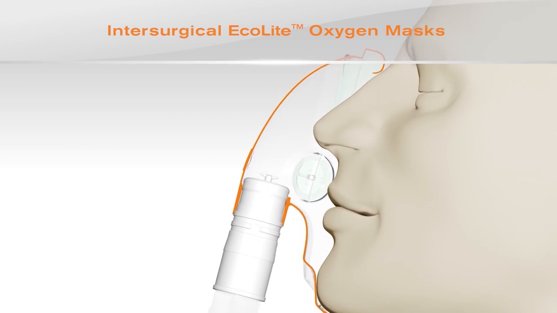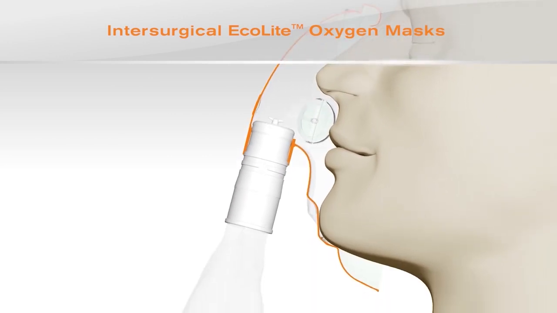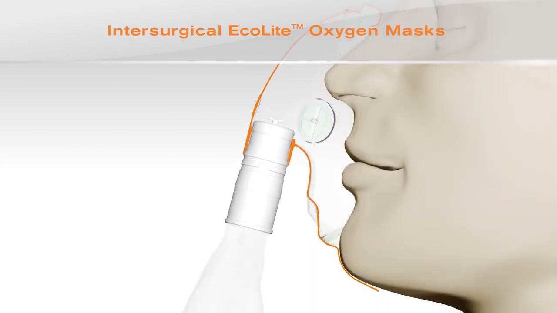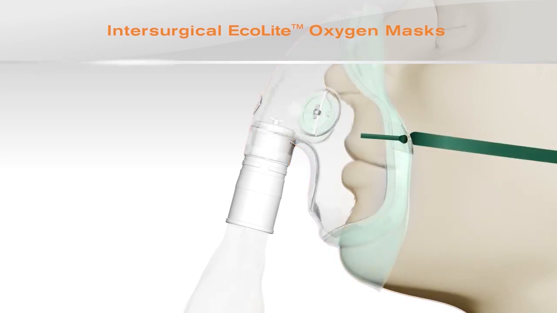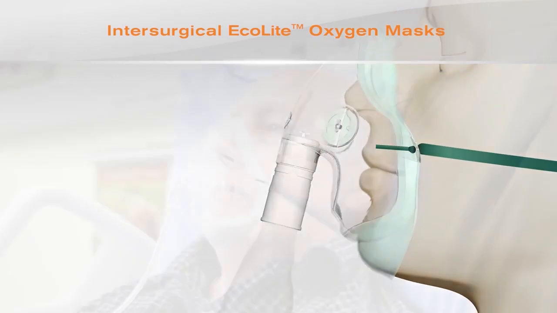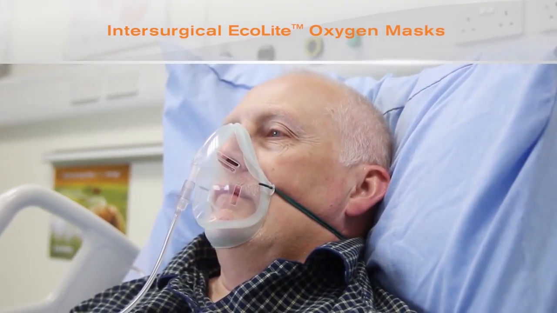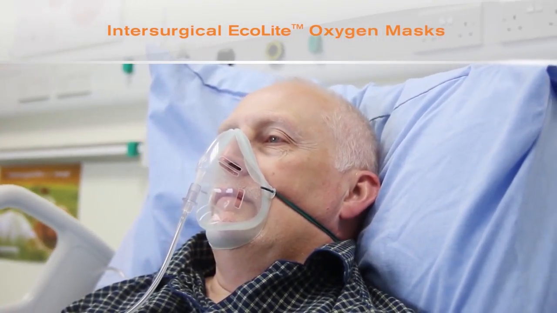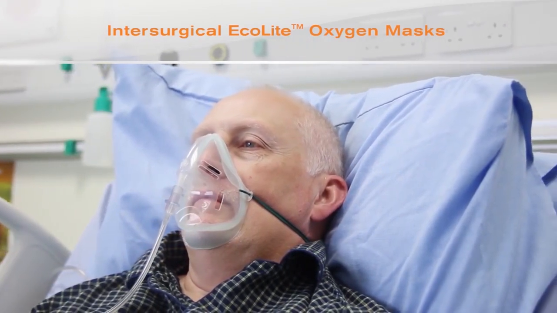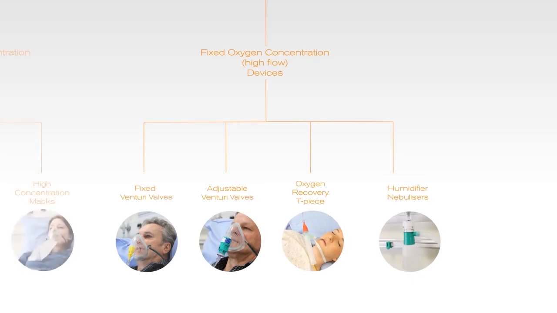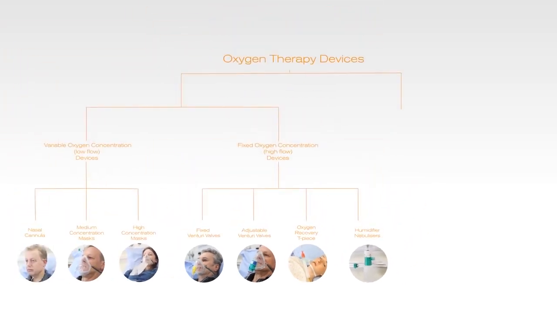comfort. Masks seal to the contours of different face shapes to maximise delivery of oxygen to the patient and prevent oxygen from entering the eyes. Intersurgical Ecolite oxygen masks have also been designed to address tissue viability requirements by reducing the risk of pressure sores developing. The final section covers the different types of humidifier that deliver cool humidification.